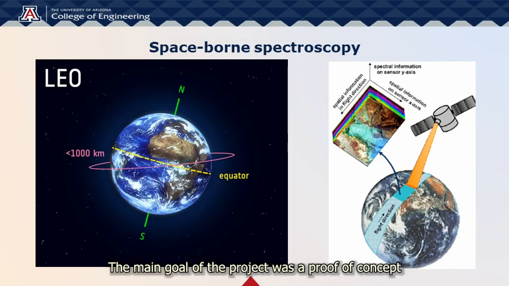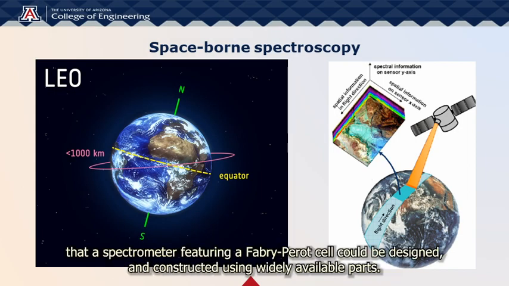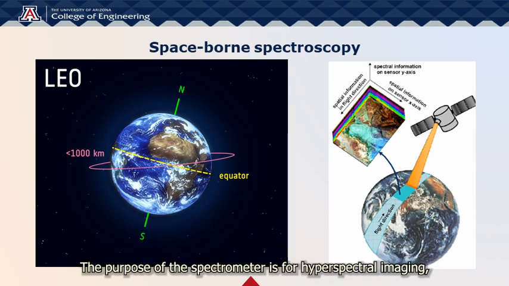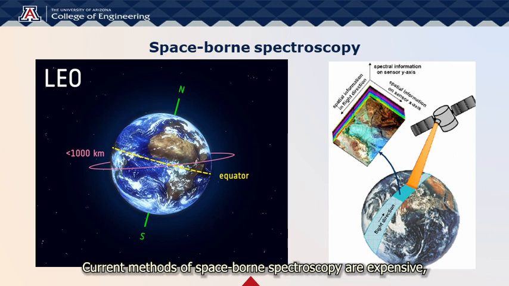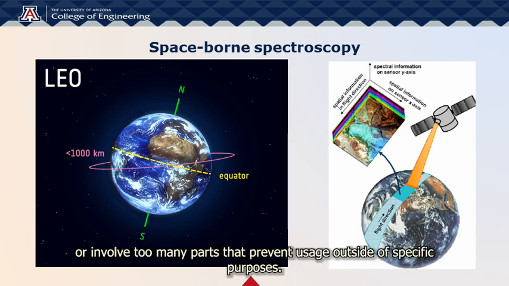The main goal of the project was a proof of concept that a spectrometer featuring a Fabry Perot cell could be designed and constructed using widely available parts. The purpose of the spectrometer is for hyperspectral imaging and wavelength identification of sources from low orbit, or LEO. Current methods of space-borne spectroscopy are expensive or involve too many parts that prevent usage outside of specific purposes.